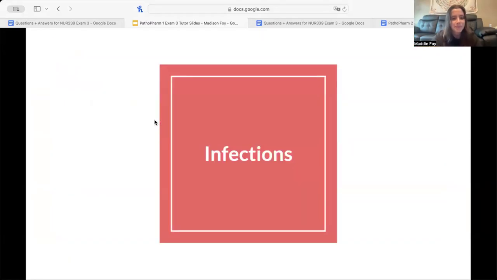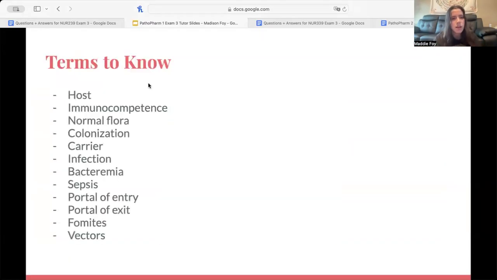All right, so we're going to start with pathophysiology of infections. Here is a list of general terms to know. Again, like last time, I'm not going to go through these one by one, but I recommend making flashcards or Quizlets with these terms just to familiarize yourself and be able to understand them used in questions.